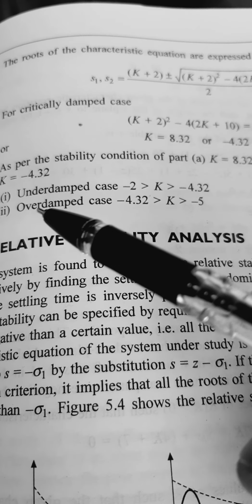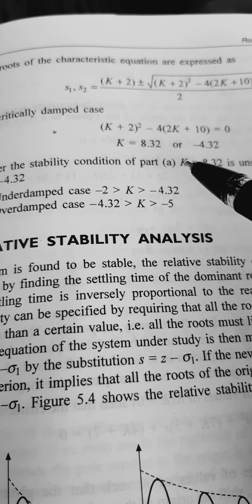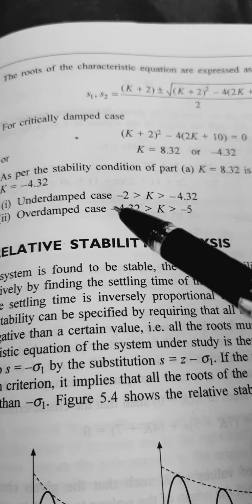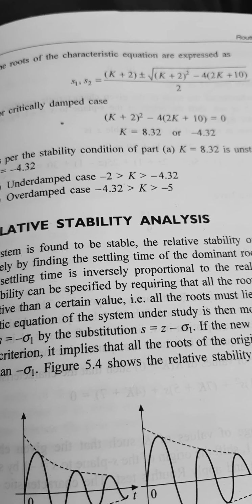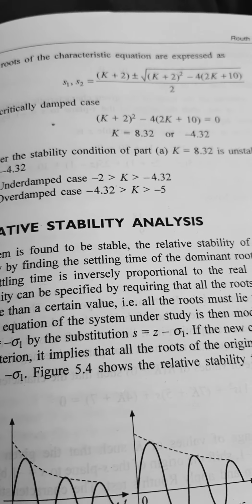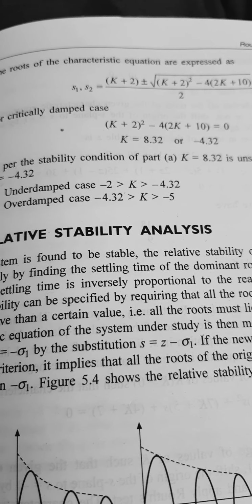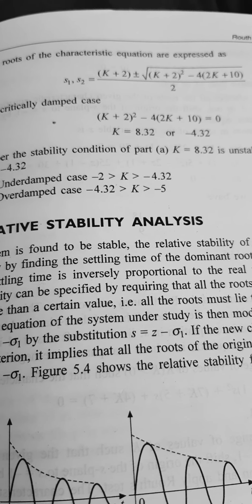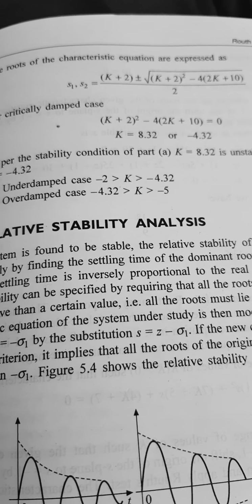So underdamped, critically damped means this is the minimum condition. Critically damped case means it is almost not decreasing. The amplitude is almost the same. Underdamped means the amplitude is decreasing as the sinusoidal signal is proceeding. Overdamped means amplitude is increasing.